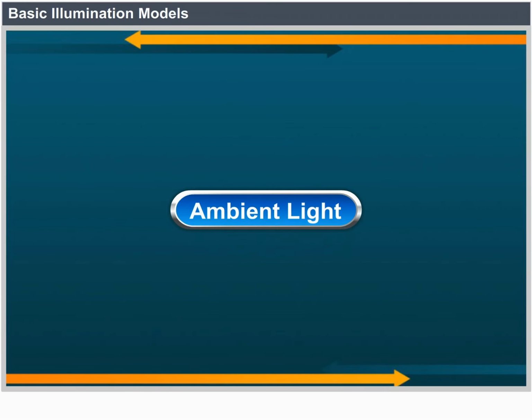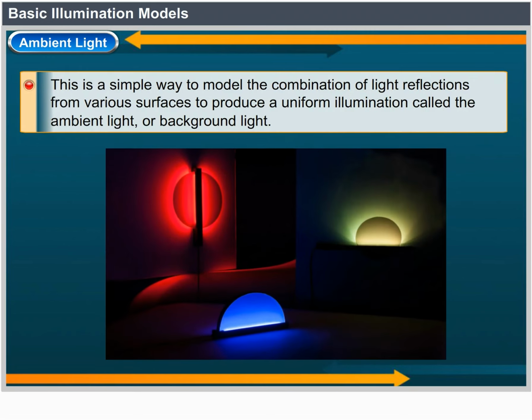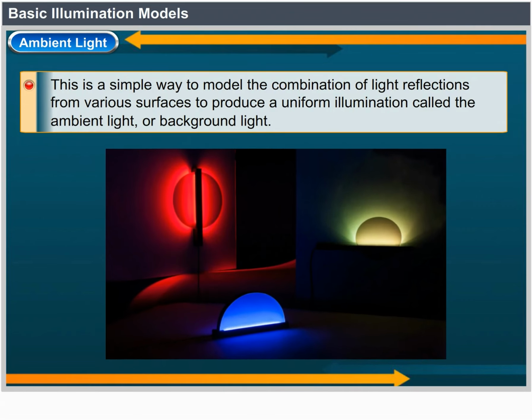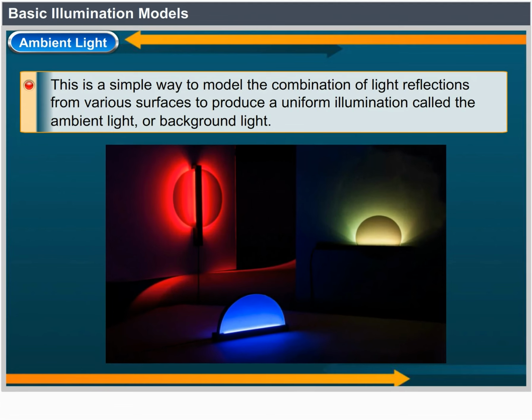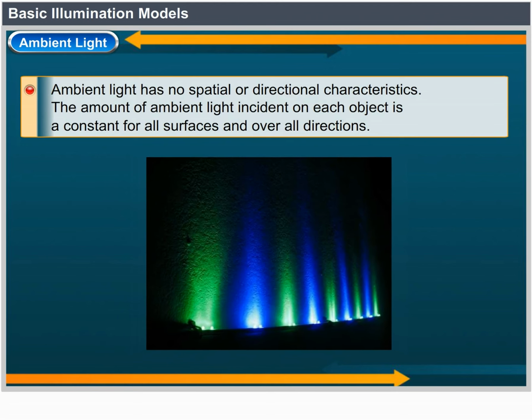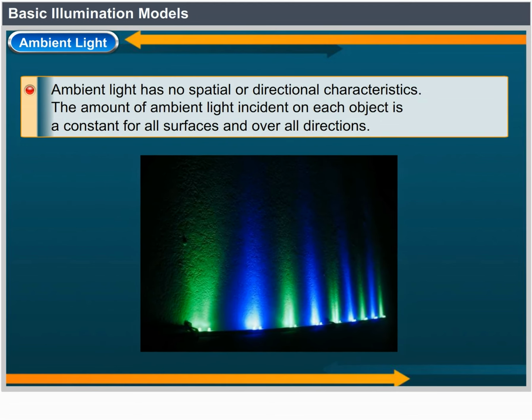Ambient light. A surface that is not exposed directly to a light source still will be visible if nearby objects are illuminated. In our basic illumination model, we can set a general level of brightness for a scene. This is a simple way to model the combination of light reflections from various surfaces to produce a uniform illumination called the ambient light or background light. Ambient light has no spatial or directional characteristics. The amount of ambient light incident on each object is a constant for all surfaces and over all directions.